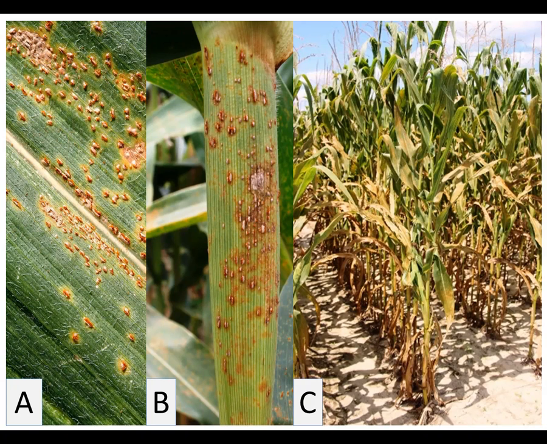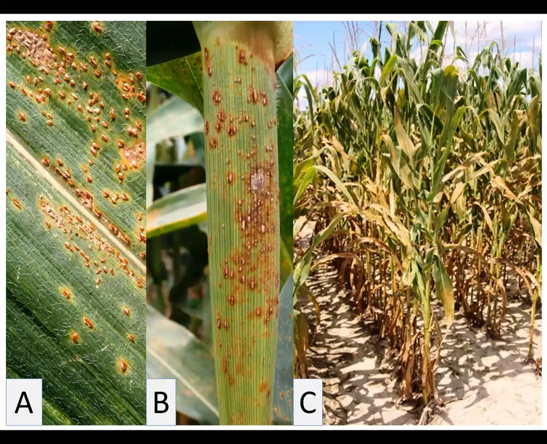The symptoms are similar to common rust, and I'll show common rust in a moment. We have seen a fair amount of common rust this year. It's more of a cooler weather rust disease in corn, whereas southern rust is more of a hotter weather rust disease. But southern rust shows up.